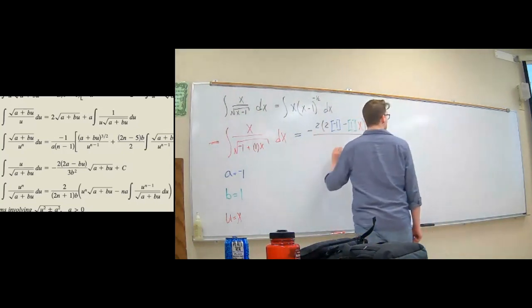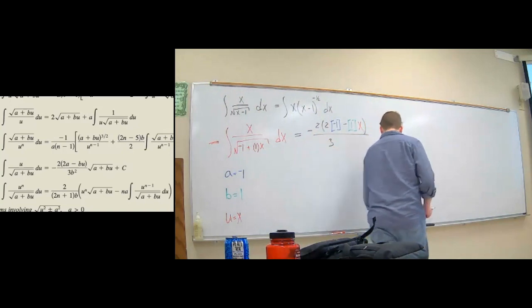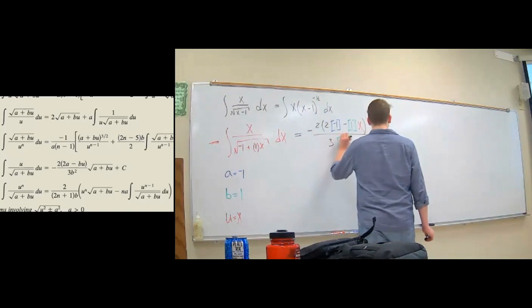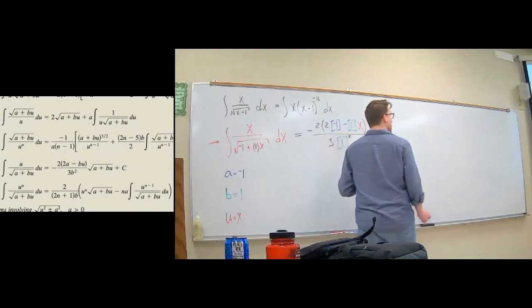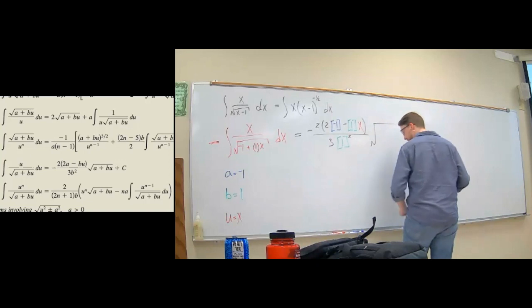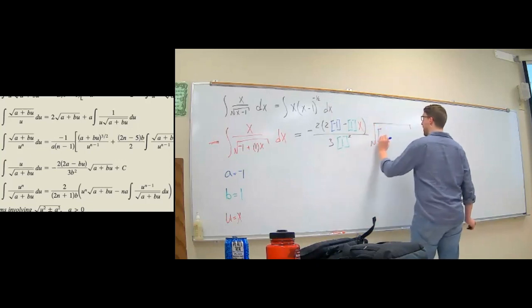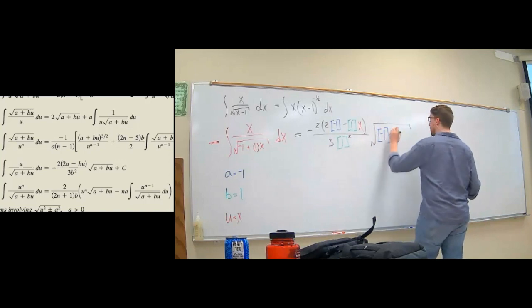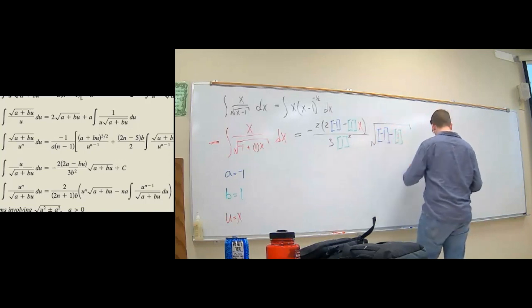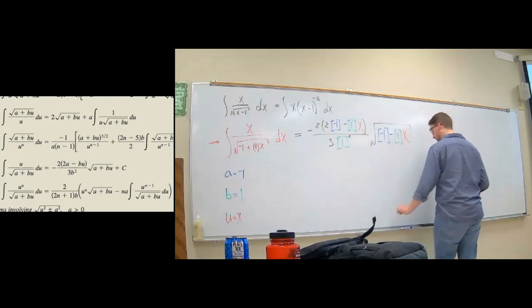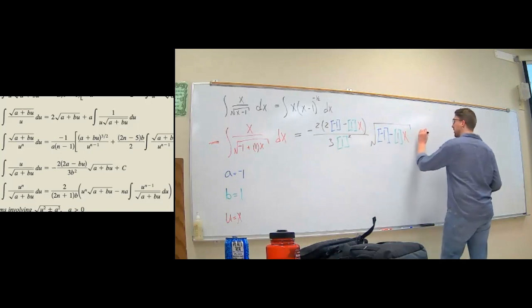all divided by 3 times B squared times the square root of A, which was -1, minus B, which was 1, times U, which was X, plus a constant.